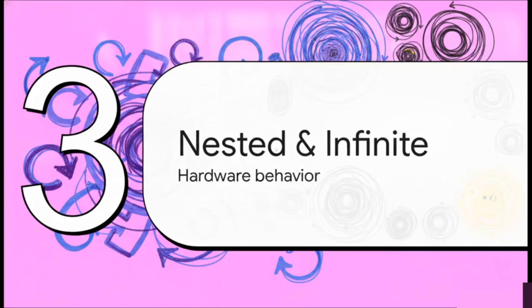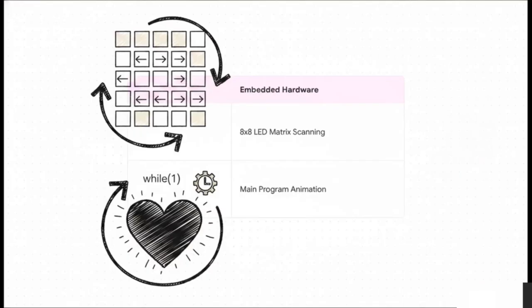Section 3. Nested and infinite loops. Now, what's genuinely fascinating is what happens when we reframe these abstract lines of code into physical hardware behavior. Think about a nested loop, which is simply stuffing one loop inside of another one.